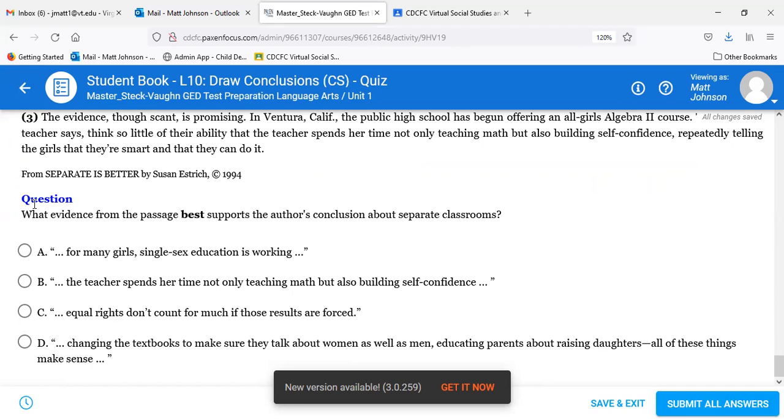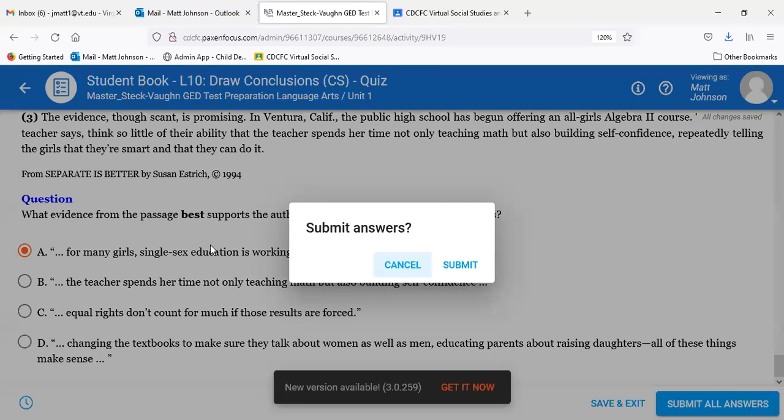So yeah, A, for many girls, single-sex education is working. So there is proof, right? That's what her evidence is. She's supporting her conclusion there. The rest don't directly engage that idea directly. Okay, so that's the last one for the quiz. Let's run through it real quick.